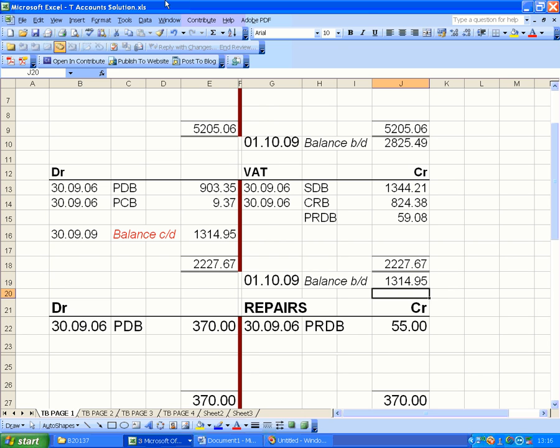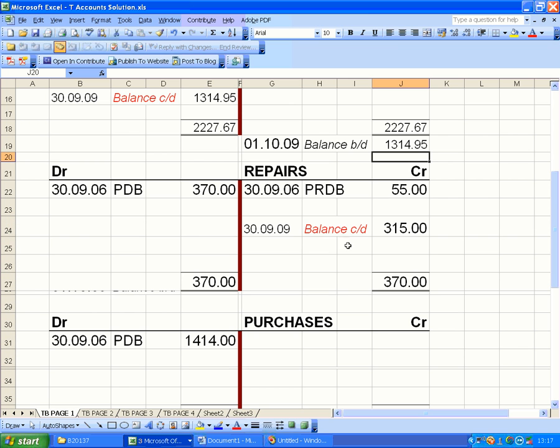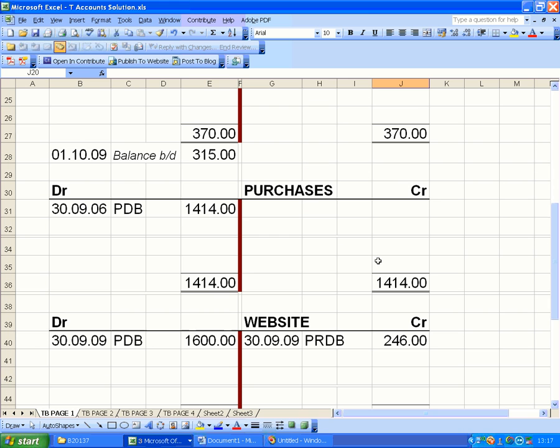the next period. Closing the repairs account, we have two entries: purchases daybook, purchase returns daybook. Determine which side is the biggest, determine what the difference is, and insert that on the side to make both sides balance. And again, carry that figure down to the beginning of the next period.